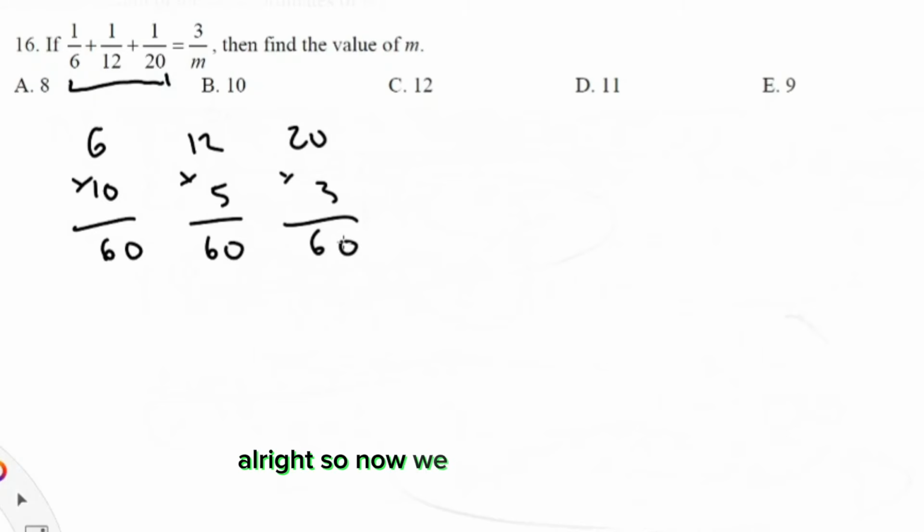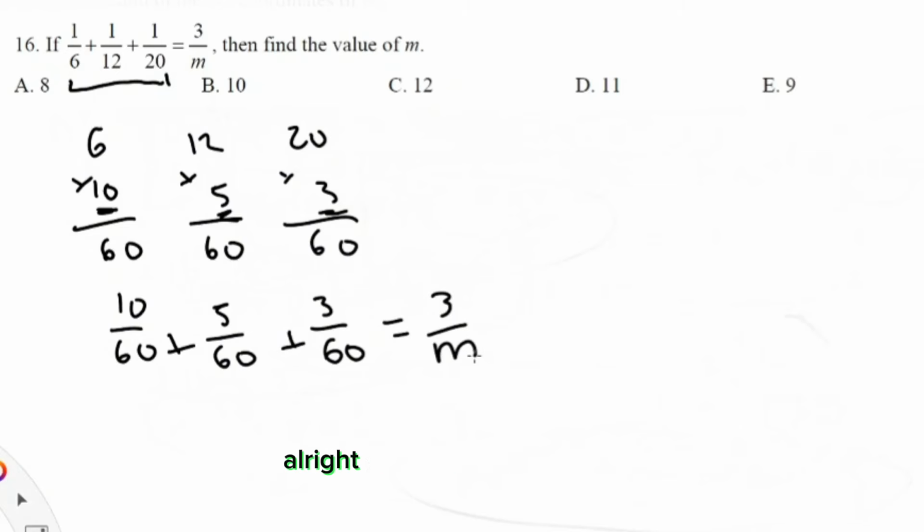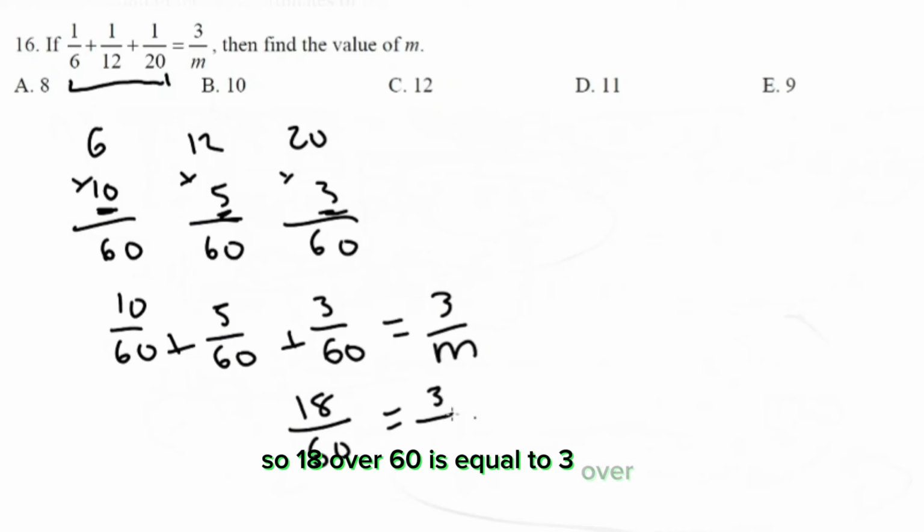Now, since these are all 1 over their denominator, we can just write this number right here. So 10, 5, and 3 over 60. So we have 10 60ths, 5 60ths, and 3 60ths. And since they're added together, that equals 3 over m. Now we can do the addition. That is 10 plus 5 plus 3, which is 18. So 18 over 60 is equal to 3 over m.